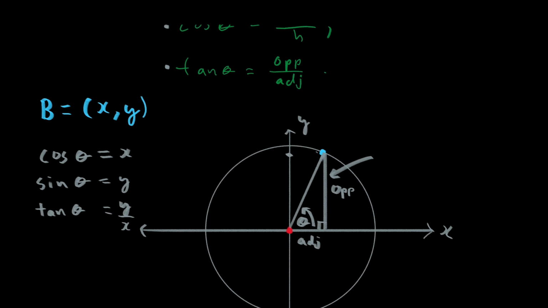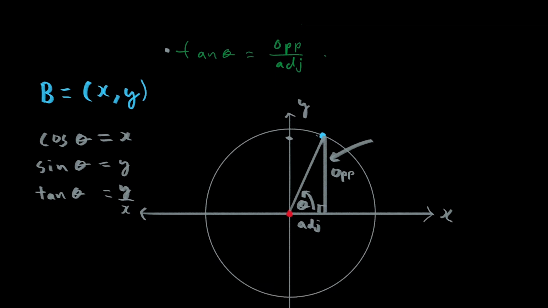And a similar kind of thing is going to hold for the adjacent side. Wherever this line intersects the x-axis, that's going to be the length of the adjacent side. So whatever that x value is, that will be the length of the adjacent side. So the opposite side, we can treat as being equal to x, right? The adjacent side, we can treat as being equal to y.